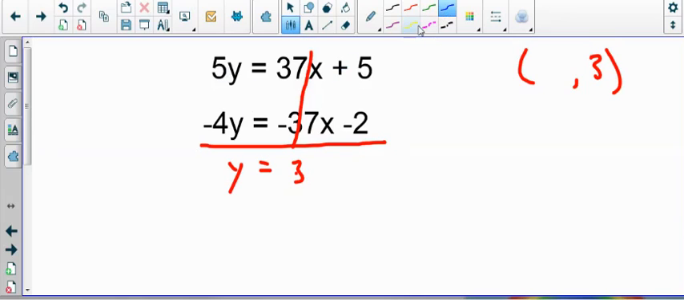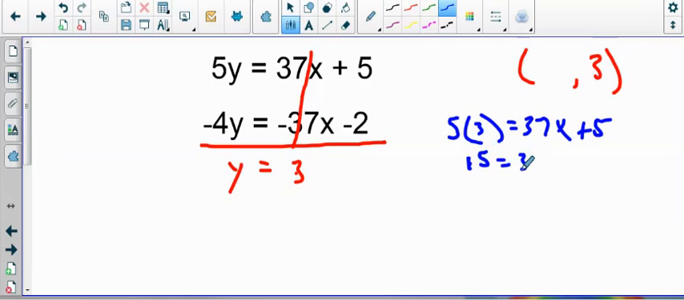So let's go ahead and we can plug in 3 here, or we can plug in 3 here. I'm going to go with the first one. First one just looks easier. So I got 5 times 3 is equal to 37x plus 5. Well, 5 times 3 is 15. So 15 is equal to 37x plus 5.